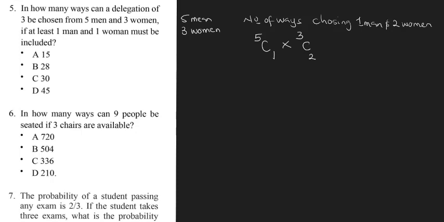That's the first possibility. Then the second possibility is we have to look for all the possibilities. We have to choose 2 men and 1 woman. That's another possibility. So we say number of ways of choosing 2 men and 1 woman.